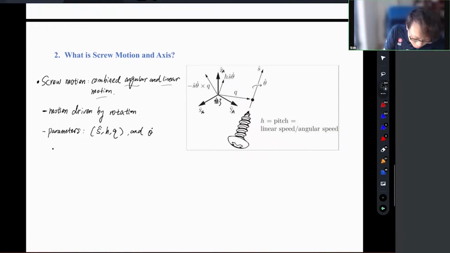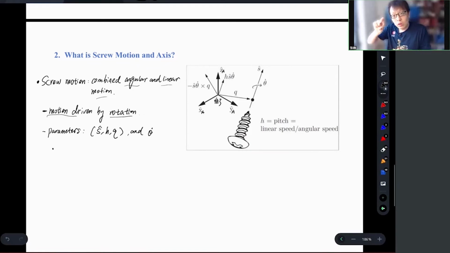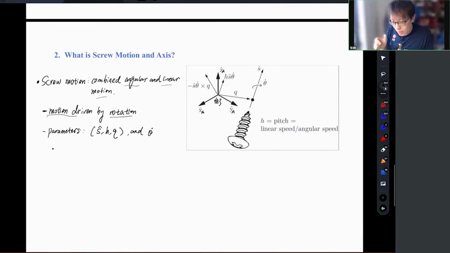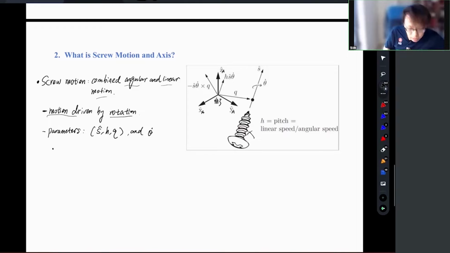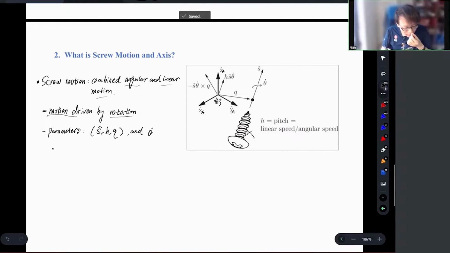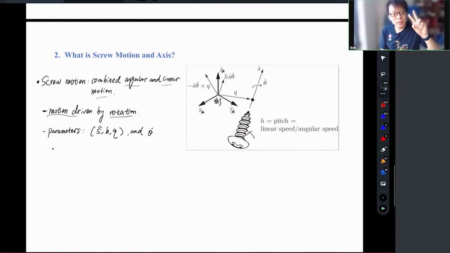Okay, the motion is driven by rotating. All you need to do is rotate. You don't need to do other things, right? Just rotate. Then the linear motion along the rotation axis happens automatically because of the thread in this screw, right? This is the thread in the screw. A screw motion, and just think about, not twist or anything else, just think about physics or real life. A screw motion is characterized by 4 parameters, or these 2 sets of parameters.